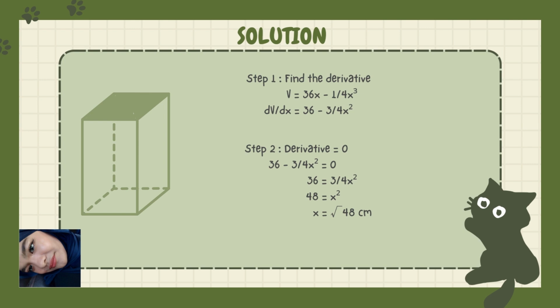Furthermore, for step 3, we have to find the second derivative test to confirm whether this critical point gives a maximum. Calculate the second derivative, d square v over dx square equal to negative 3 over 2x. Then substitute x equal to square root 48 into it and get negative 10.39. Since the second derivative is negative, x equal to square root 48 corresponds to a maximum.